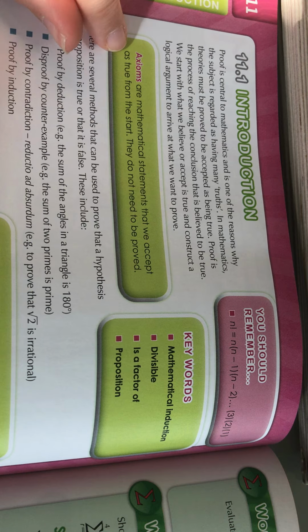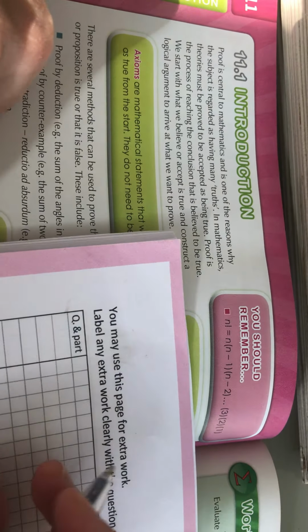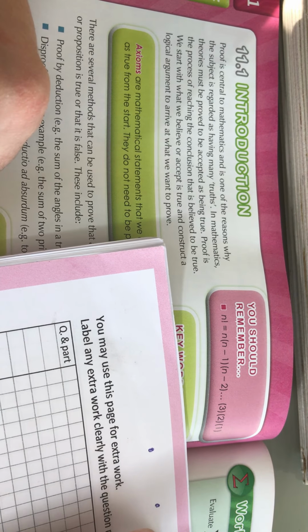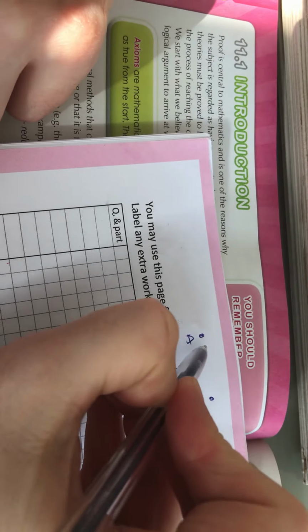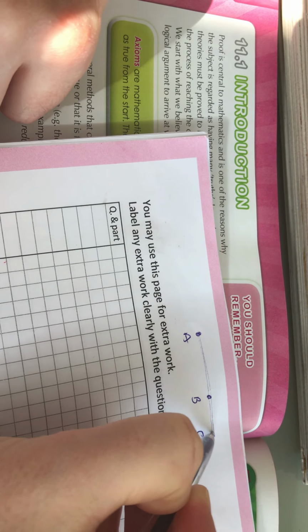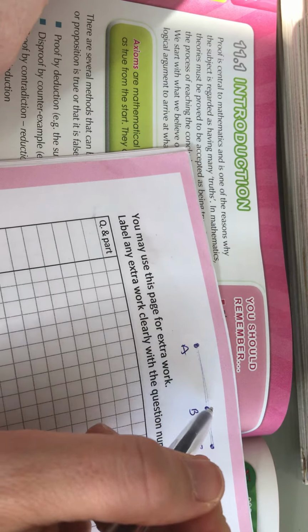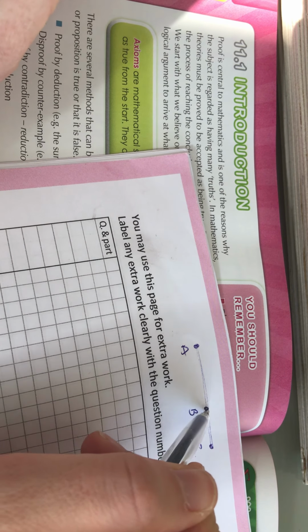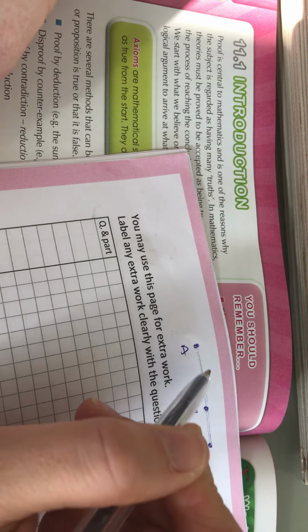You can have a look at any of the words here in case you're not sure of them, but an axiom is a mathematical statement that we accept as true. It does not need to be proven. What would be an axiom? Something as straightforward as, there's 3 points, A, B, and C. The distance from A to C is the same as the distance from A to B plus B to C. We don't need to prove any of that. We just know that it's true, as long as A, B, and C are all collinear, all on the same line.